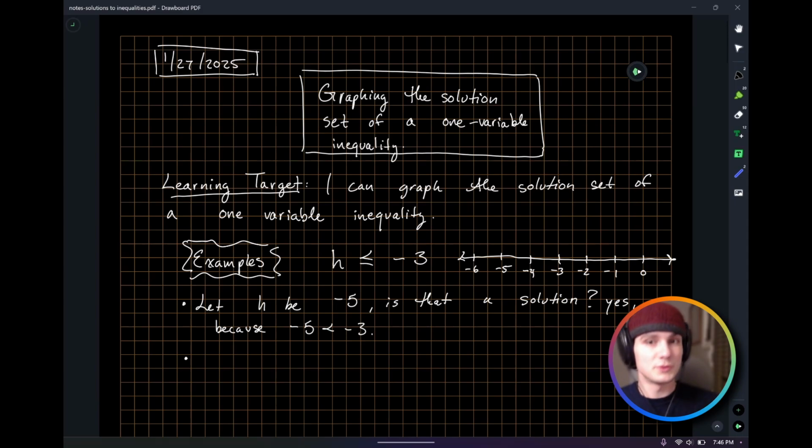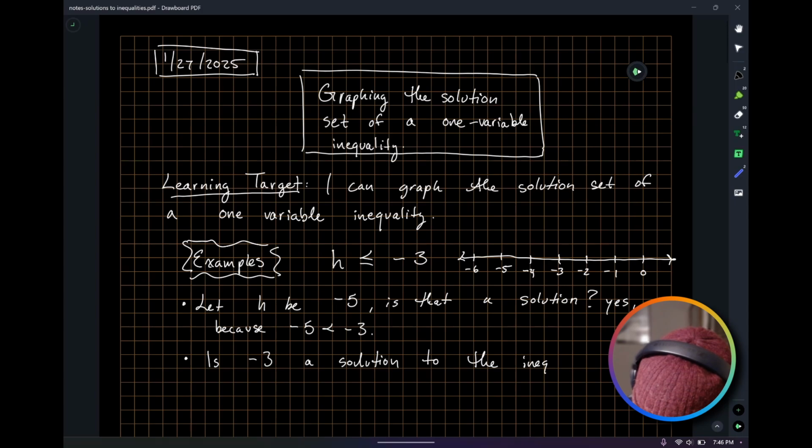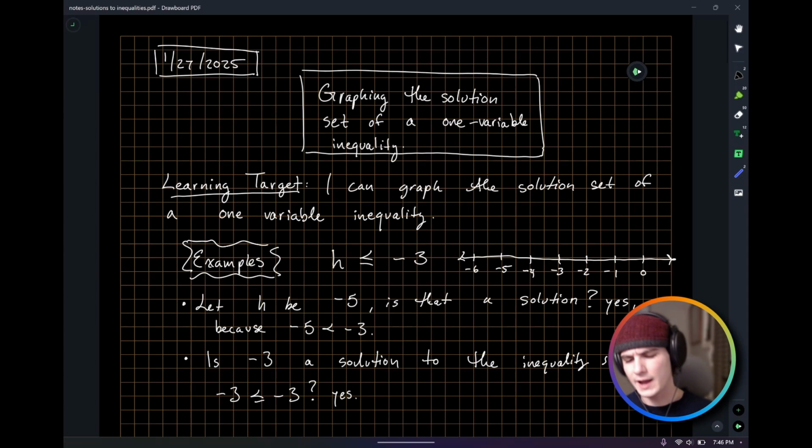That's the conclusion we can draw from imagining a value that's to the left of -3 on the number line. But what about -3? Is -3 a solution to the inequality statement? Think about that for a second. Is -3 less than or equal to -3? Well, as you say it out loud, the answer presents itself. It's equal. So yes. And so how do we represent that, right?